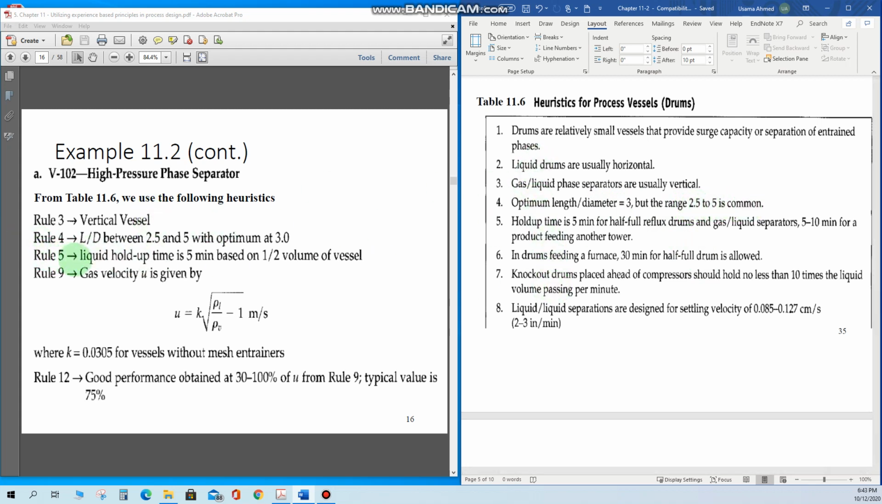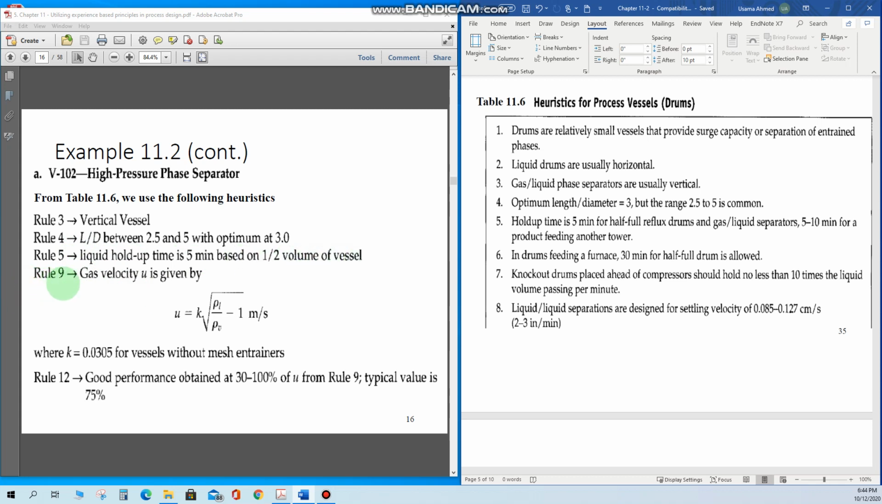Rule number 5, liquid hold up time is 5 minutes based on half volume of the vessel. You can see the same heuristic here. Hold up time is 5 minutes if the drum is half full, and for the gas liquid separator, it is 5 to 10 minutes for the product feeding another tower. Okay, so there are two things. If the drum is half full, the hold up time is 5 minutes, and for gas liquid separators it can be between 5 to 10 minutes. So the same thing we have mentioned here in rule number 5. You can see this one.